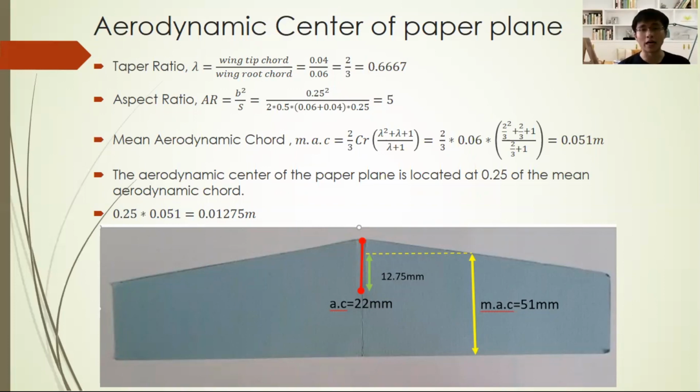So from the picture below, the yellow color one is the mean aerodynamic chord. So going down, 12.75 mm is 25% of the MAC. So I can get my aerodynamic center is 22 mm from the nose of the paper plane.